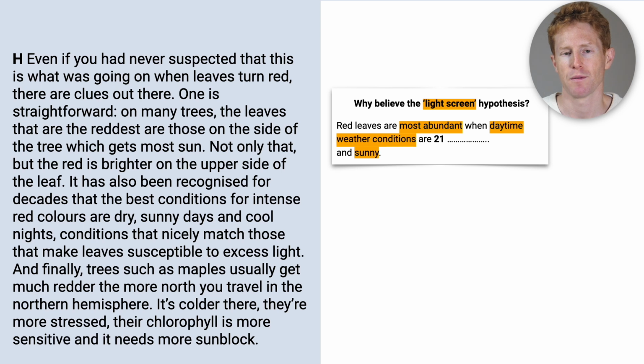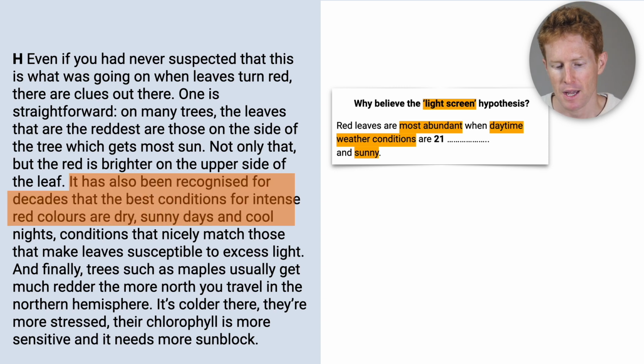Try number 21. Pause the video, try number 21, then we'll do it together. Okay, the answer is somewhere here. It has also been recognized for decades that the best conditions for intense red colors are dry, sunny days. Okay, dry, sunny days. The answer is dry.